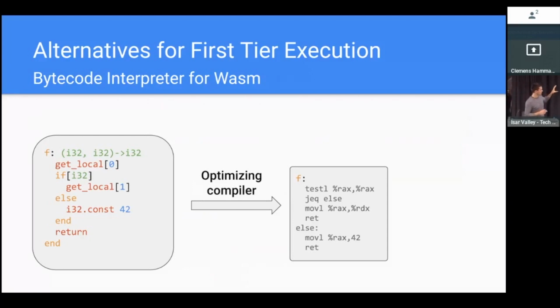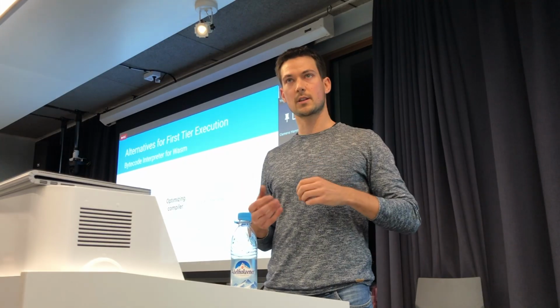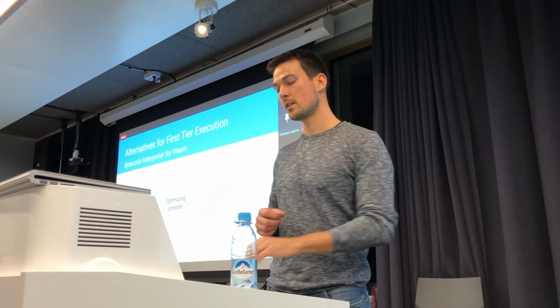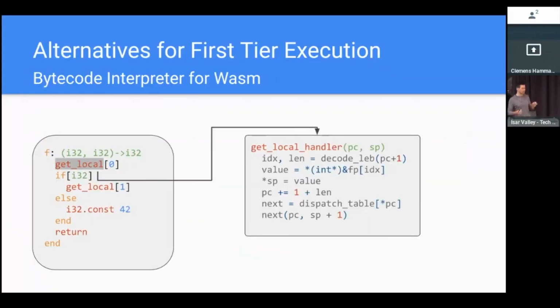Okay, and if we would execute the same code in an interpreter, so we would not generate this machine code, then it might look something like this. So for each single opcode, so for each single operation that WebAssembly provides, there is a special handler that knows how to execute this opcode. And we start by just reading the first opcode, in this case a get local, and we execute the handler for that opcode. So the handler gets two parameters.